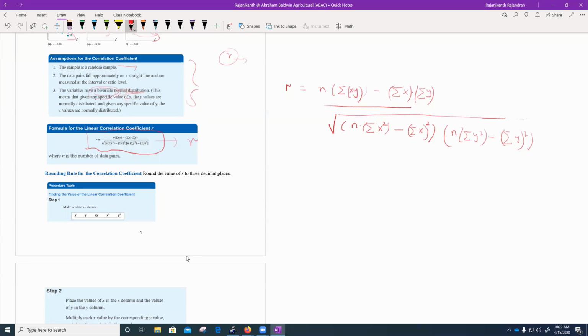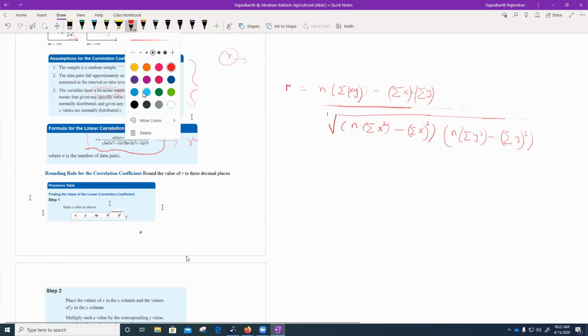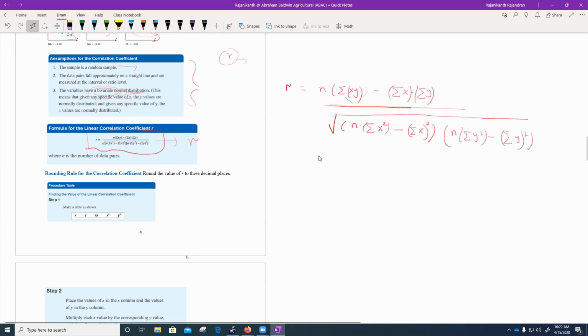Okay, so now this is a huge formula to calculate the little r. That means what? If you look at this formula carefully, I need to know a lot of things, right? So what are those? First of all, you need to find xy for each data point. Then you should know x squared for each data point. Then you should know y squared for each data point, right?